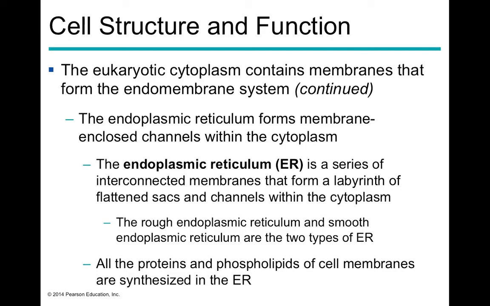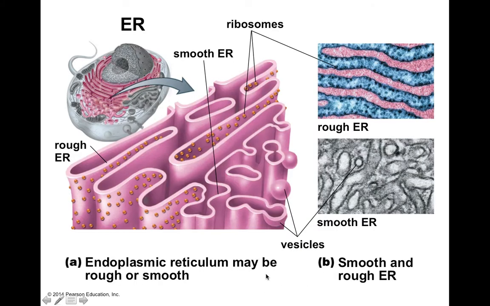So the rough ER is the site of protein synthesis, but it's not the only type of ER, right? We have a second type of endoplasmic reticulum, and that's the smooth endoplasmic reticulum, and that's where all phospholipids are created. So rough ER creates proteins, smooth ER creates phospholipids. It also helps detoxify the cell a little bit.